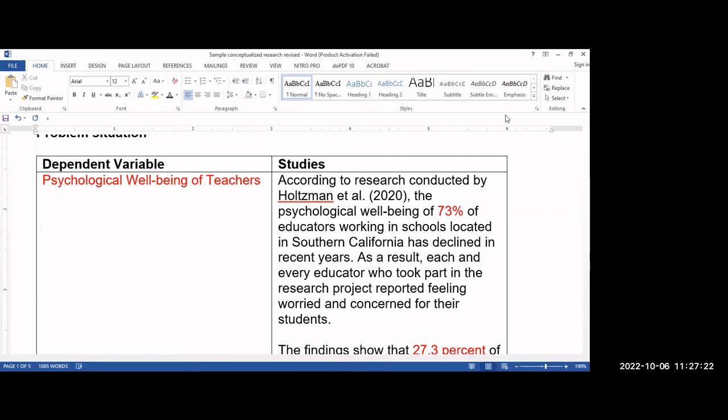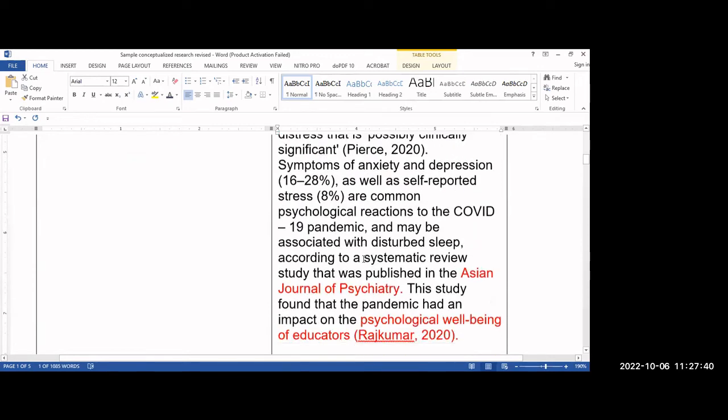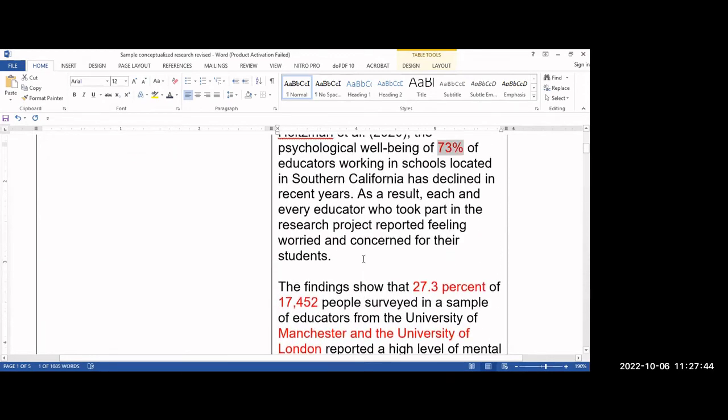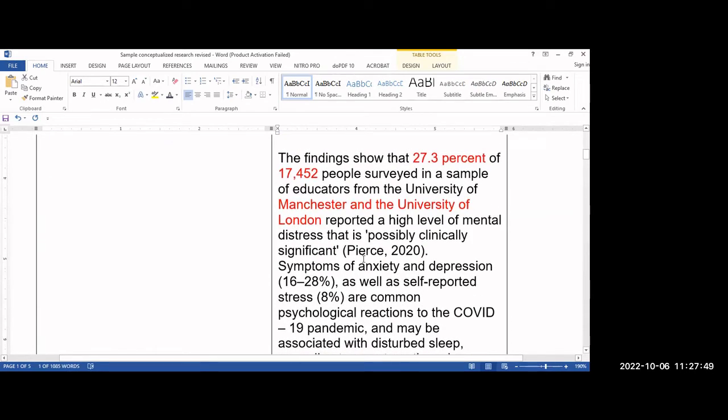So meaning, there are facts and figures, statistics to show the extent of the problem. So meaning 73%, this is a statistic that is quite huge enough to show that there's a problem about psychological well-being. Another thing is that there are studies conducted, okay? So you can have the traditional way of emphasizing the problem. You can have global, national, or local.